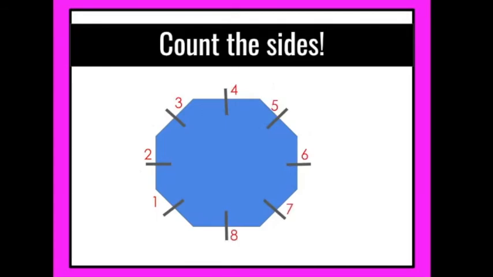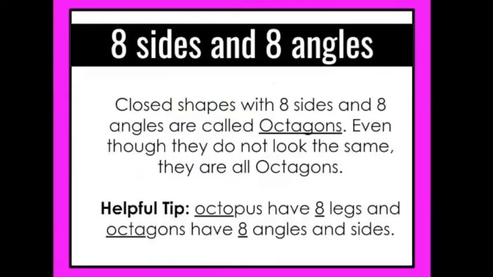Closed shapes with 8 sides and 8 angles are called octagons. Even though they don't look the same, they are all octagons. A helpful tip to remember octagons is octopus have 8 legs and octagons have 8 angles.